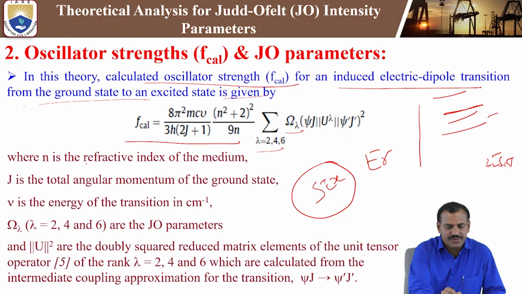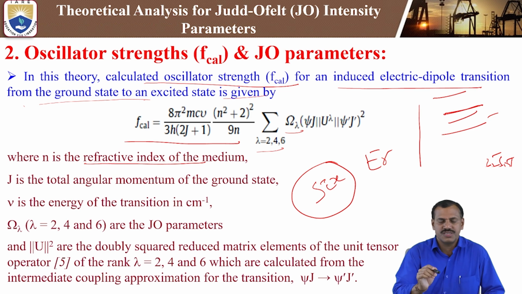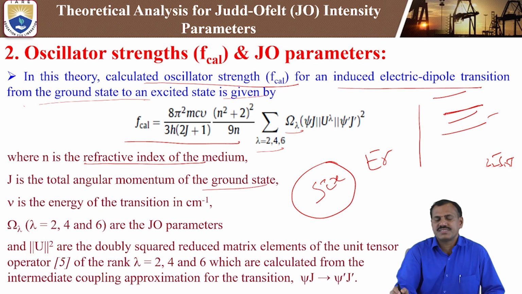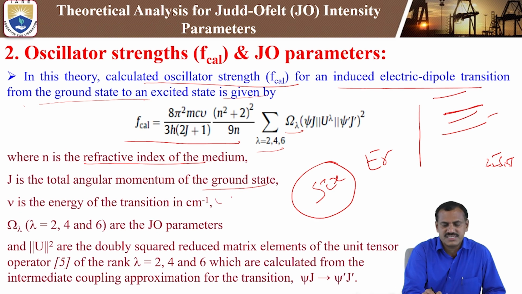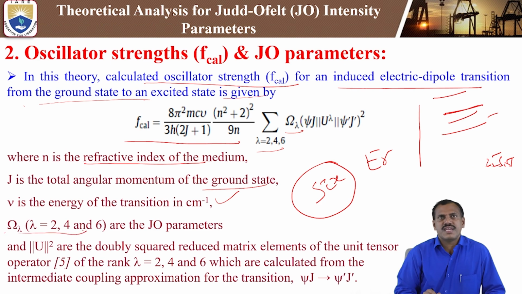Here n is the refractive index of the sample. So to calculate the f calculated value, you need the refractive index of the glass samples. So we need to get the refractive index for the erbium 3+ ion, and we substitute that value in this formula. Next, J is the total angular momentum of the ground state. That is 4I15/2, the ground state of the erbium 3+ ion, so this is the J value we substitute. Next, ν is the energy of the transition. Each and every absorption peak has an energy, and we substitute that energy. And λ equals 2, 4, 6.